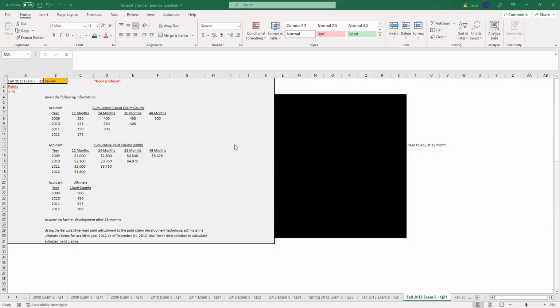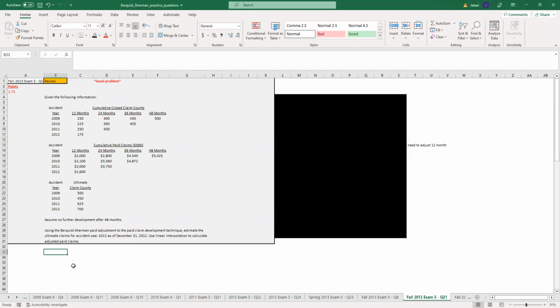Hello, this is Fall 2013 Exam 5, Question 2, another Berquist-Sherman method question. It goes as given the following, then we're given the cumulative closed claim counts, and then we're given the cumulative paid claims, and then we're also given the ultimate claim counts. Assuming no further development for 48 months, they want us to use the BS paid adjustment to get the paid claim development, and then estimate the ultimate claims for AY 2012.